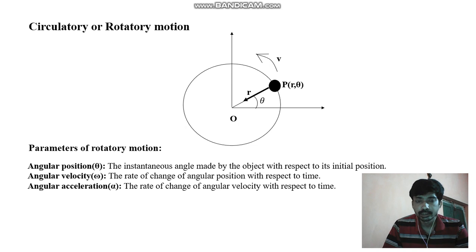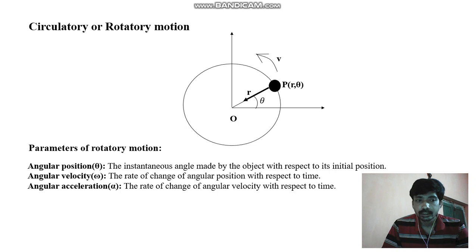Now the parameters that define the motion of this particle are as follows. The angular position, which is denoted by the Greek symbol theta, is the instantaneous angle made by the object with respect to its initial position. Second is the angular velocity, which is denoted by the Greek symbol omega. It is nothing but the rate of change of the angular position with respect to time. It is very similar to our linear velocity: if I know the initial position and final position, and the initial time and final time, then we can calculate linear velocity. Here also the same thing applies. And the third parameter is the angular acceleration, which is denoted by the Greek symbol alpha. It is the rate of change of the angular velocity with respect to time.